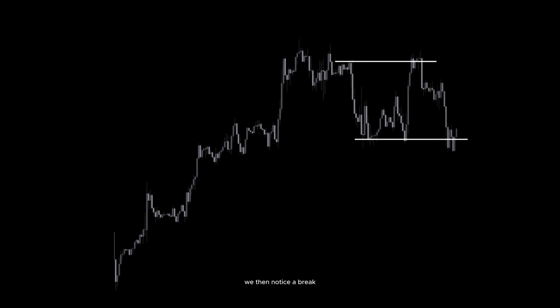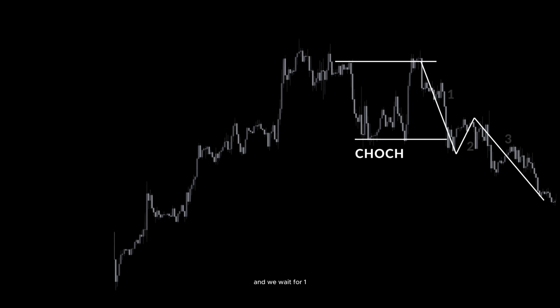We then notice a break and close below the latest swing low, a valid change of character. Now, we're no longer in an uptrend, and we wait for 1, 2, and 3 moves to the downside to identify the direction as bearish. We mark the most recent key levels and look for short opportunities.